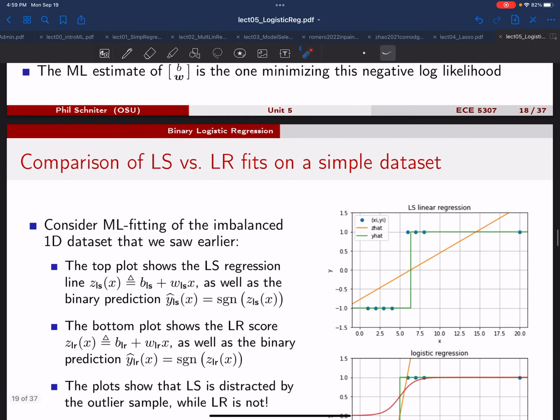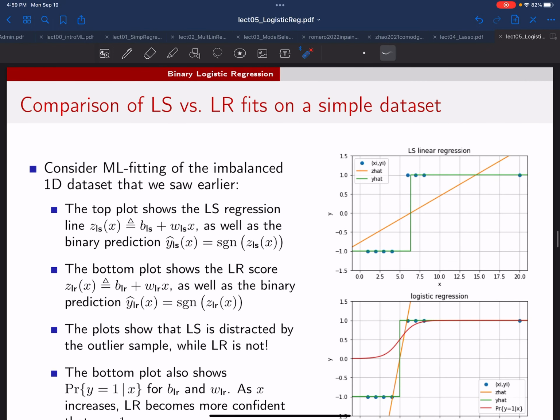Okay, so once we do that, we're going to have our parameters b and w. And let's look at what happens when we do that on this simple data set. So this was our toy example where we have these guys that are clustered together. These are sort of separated. This is what happens with least squares linear regression. The regression line gets pulled to the right, and that means the threshold is also moved to the right, and this is not what we want to happen.